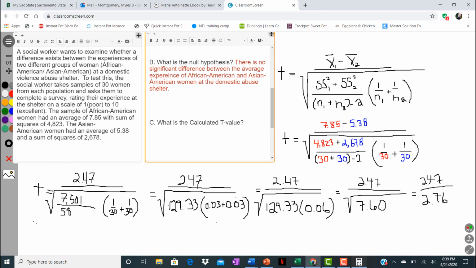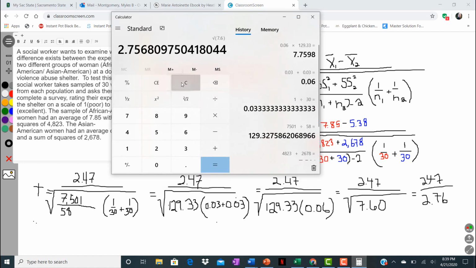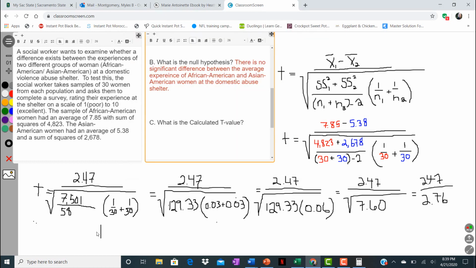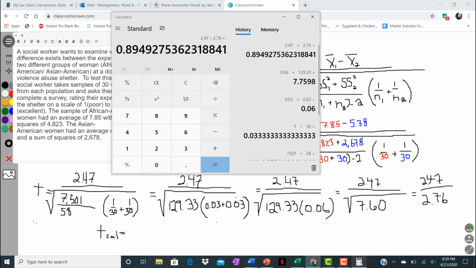Okay, so here we are. I'm going to be absolutely accurate with you. 2.47, the numerator, divided by 2.76. I can see where this is at. That's what I thought. Okay, so we're going to go with the t value. Once all is said and done, let's be very clear, t calculated is going to give us 0.89.